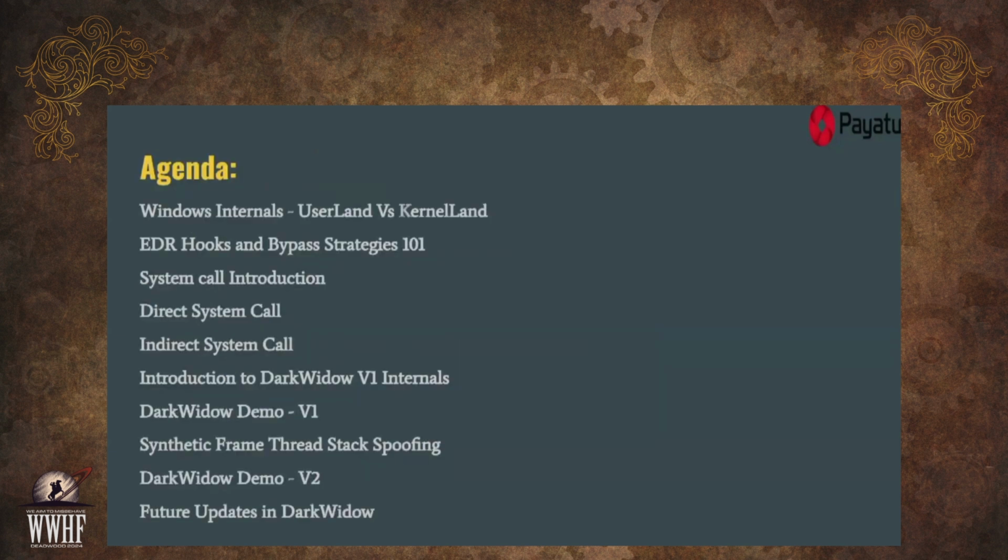build these slides. So the agenda for today is the basics, the Windows internals, that is user land versus kernel land. Then I will be showcasing how EDR performs hooks and some of the bypassing strategies for that. Then I will be introducing system calls, then direct system calls, then indirect system calls. Then comes the introduction of my tool called DarkWidow. First, I will be showcasing version 1 and then demoing version 1 of my tool. Then a new concept comes, that is synthetic frame thread stack spoofing. And then I will be showcasing version 2 of my tool and then the future updates.